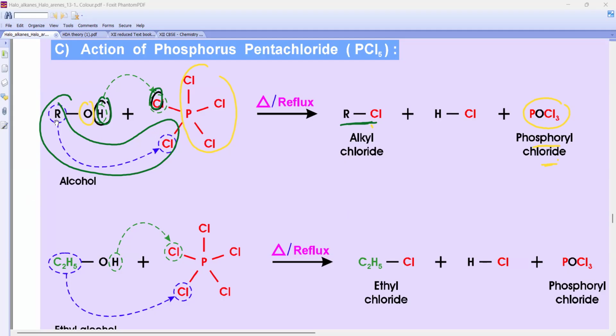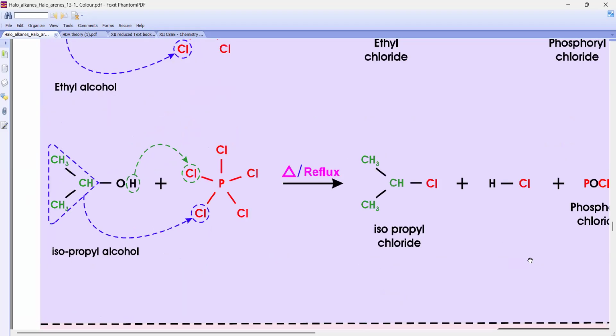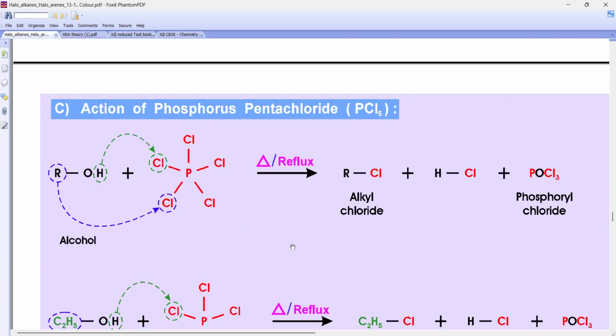So these are the examples, beta. In the examples, we replace R by an alkyl group. Are you getting it? Clear? These are the general reactions. You are supposed to remember the main general reaction. In the examples, you can replace R by methyl, ethyl, isopropyl, whatever you want.